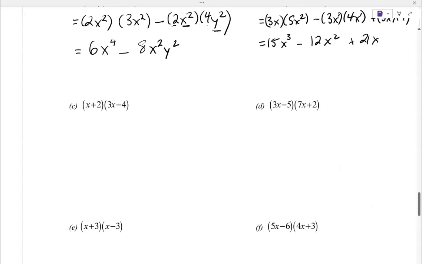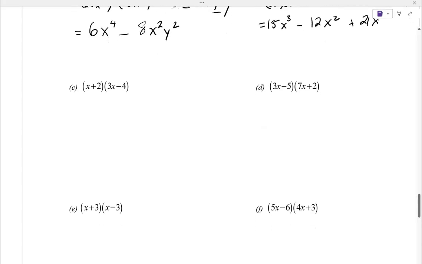So let's look at a couple of these where we need to multiply everything out. So if we look at part C here, remember when we do a binomial times a binomial, or generally speaking, any polynomial times any other polynomial, we need to remember that we've got to distribute each term in the first one to each term in the second one, right? So for this one, I need to take the x times the 3x, and I have to do the x times the negative 4, right? It has to get distributed to everything.